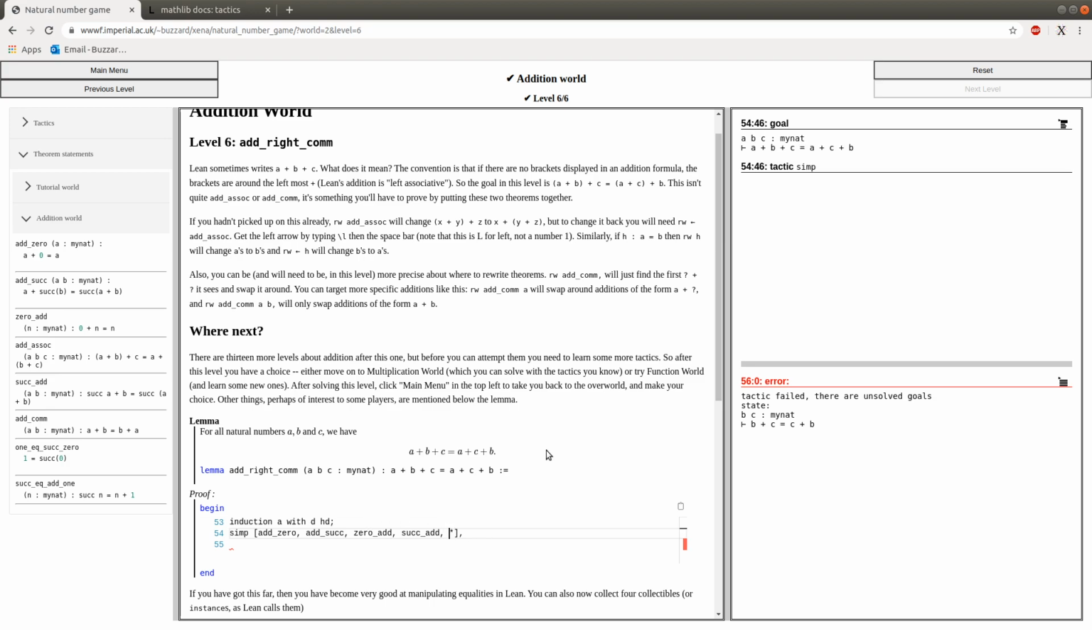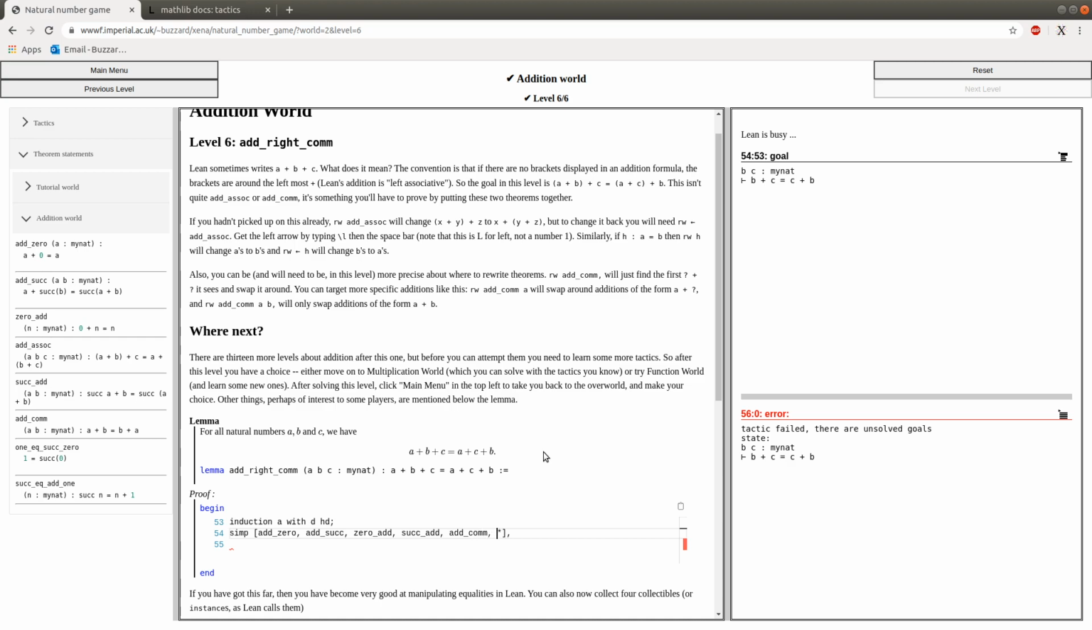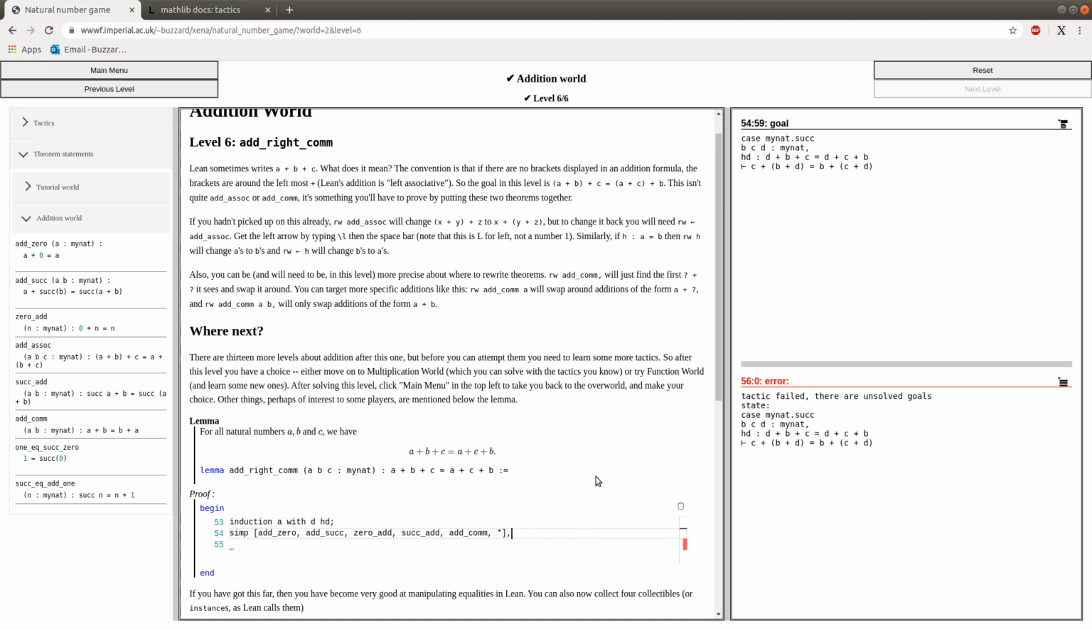But if I put add_comm in here, I think this is dangerous, because add_comm is not a great simp lemma. Does this work? Yeah, you see, look, the moment you tell Lean to use commutativity of addition, it starts going crazy. So maybe we could do this.